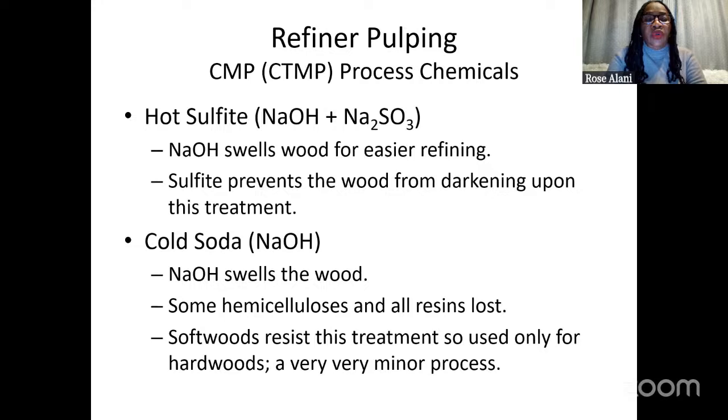You also do cold soda, that is, you can directly soak it in sodium hydroxide, and it helps to swell the wood. And then some hemicelluloses and some resins are lost. Hemicellulose is also part of the wood. Softwoods resist this treatment, so it is used only for hardwood. So if you're carrying out chemi-mechanical pulping or chemi-thermomechanical pulping, you have to use hardwood.